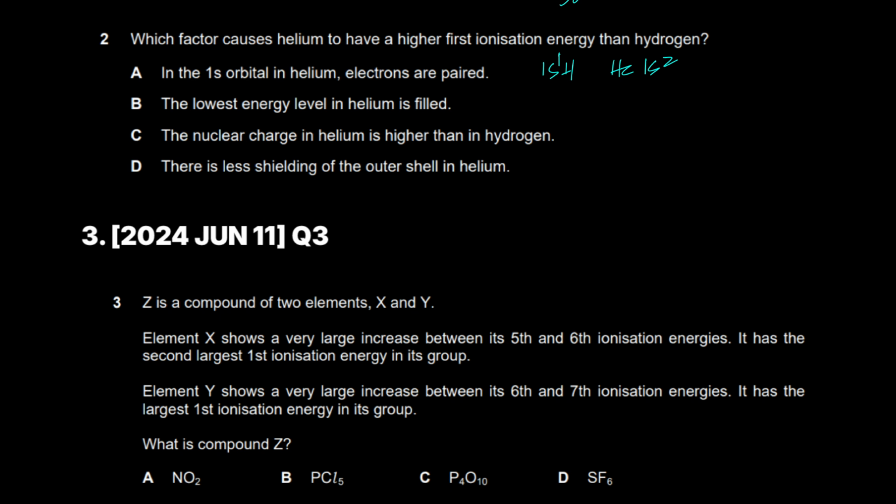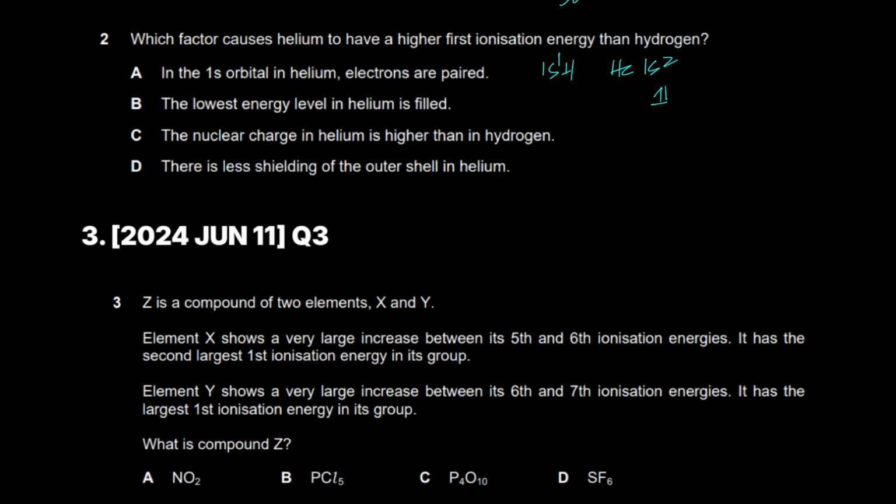The key to doing MCQs in A levels is to be smart about it and to read all the options. Don't skip on any options. Have a broader and holistic view towards it. Okay. So he's saying the reason why helium has a higher first ionization energy is because in the 1s orbital in helium, electrons are paired.